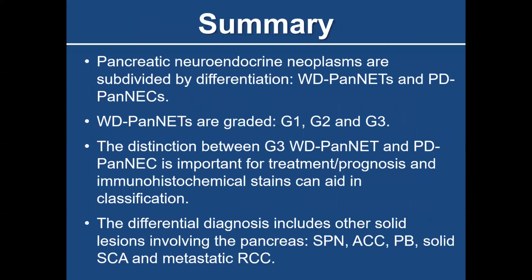So just to recap some of the key points that we've covered in the session. Pancreatic neuroendocrine neoplasms are subdivided based on differentiation into well-differentiated pancreatic neuroendocrine tumors and poorly differentiated neuroendocrine carcinomas. Histologic grade is only applicable to well-differentiated neuroendocrine tumors, which includes grades 1 through 3. Poorly differentiated neuroendocrine carcinomas can be further subdivided into small cell and large cell types. Further, the distinction between G3 neuroendocrine tumors and neuroendocrine carcinomas of the pancreas can be challenging, but critical for both treatment and prognosis. Therefore, for certain cases, I often use a limited panel of stains.